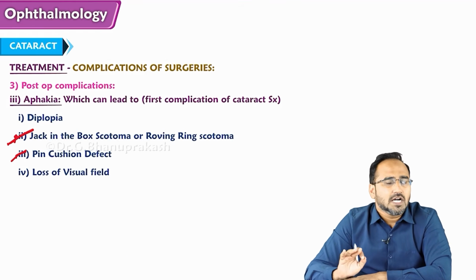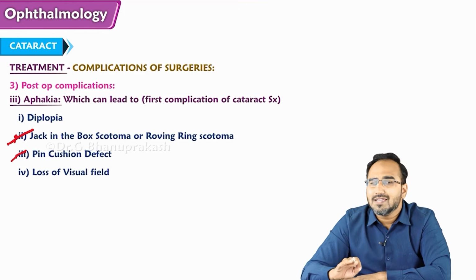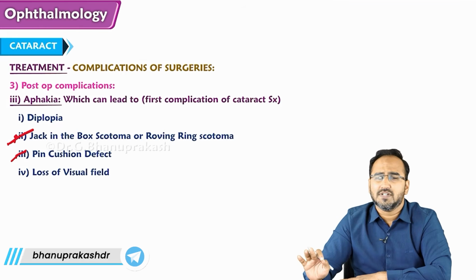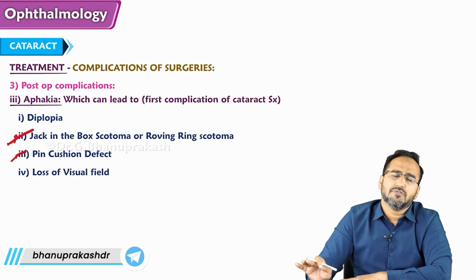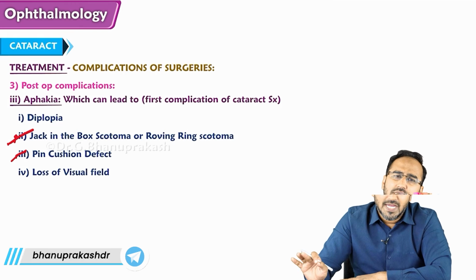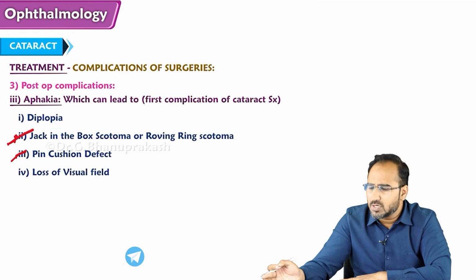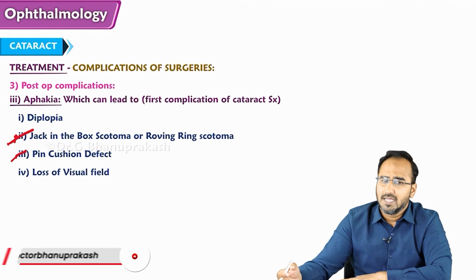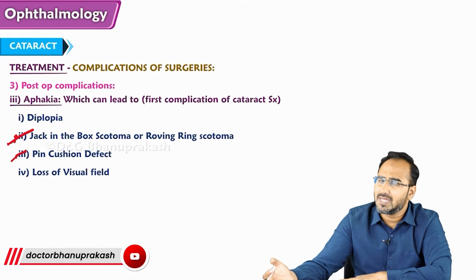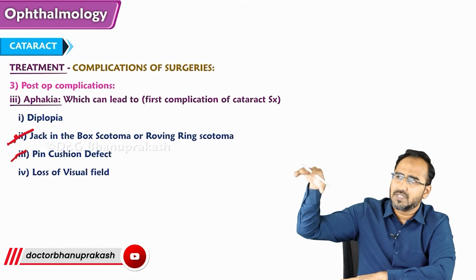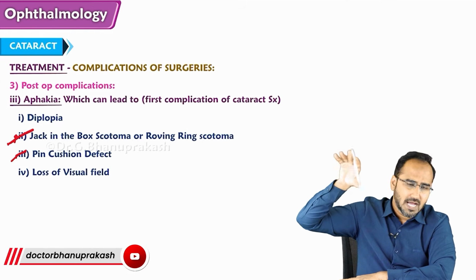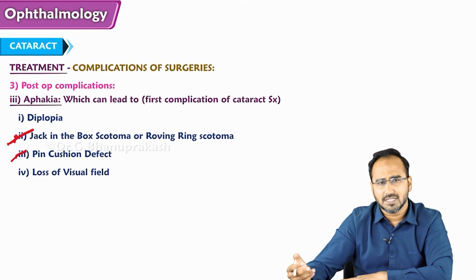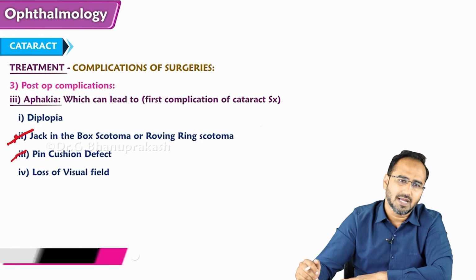Aphakia nowadays is not seen as a complication. Aphakia was seen after ICCE. The patient without lens can't do accommodation. He'll have diplopia. He'll have scotomic vision. Scotoma is localized loss of vision surrounded by good peripheral vision. A blind spot appearing in the visual field is called scotoma. That scotoma is called roving ring scotoma or jack-in-the-box scotoma.